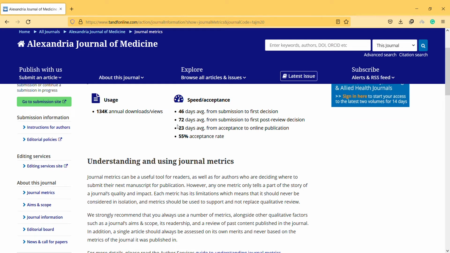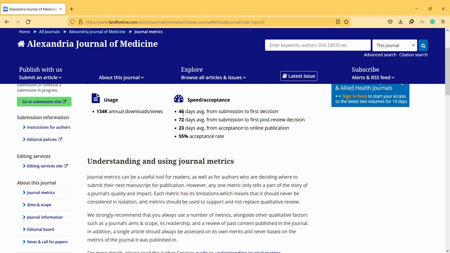I think the acceptance rate is important. If the acceptance rate is high, it means they're not very selective, or they may not receive many articles. So it can mean both. If they don't receive many articles, we can assume that the journal is not very popular. I think we cannot say anything about annual downloads.